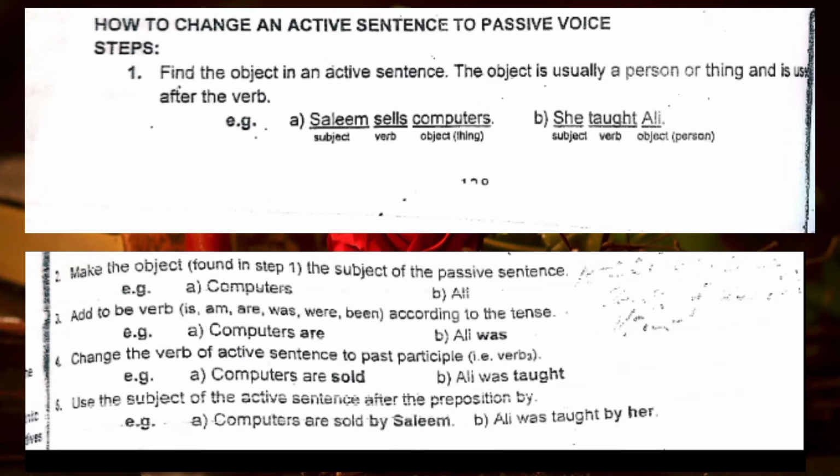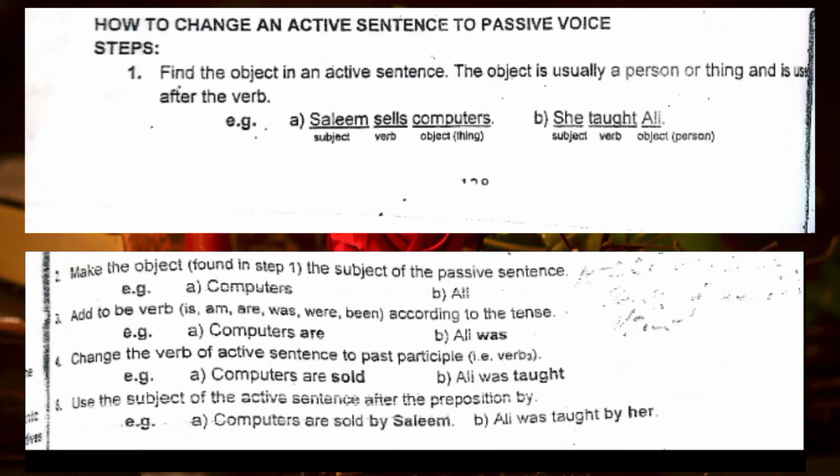Eight to be verbs: is, am, are, was, were, been. These are the to be verbs. So we add one of these helping verbs according to the tense. Computers are, Ali was. One is a simple present tense and another is a simple past tense sentence. So in simple present tense we add are, in simple past tense we add was.